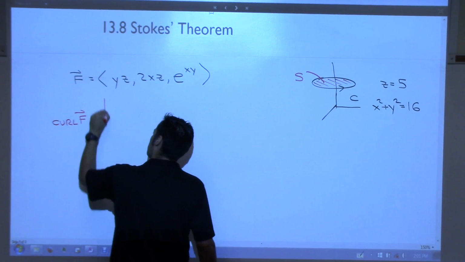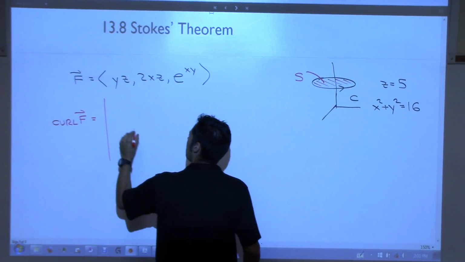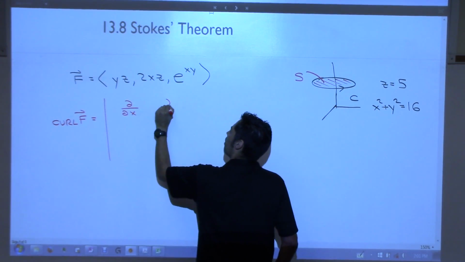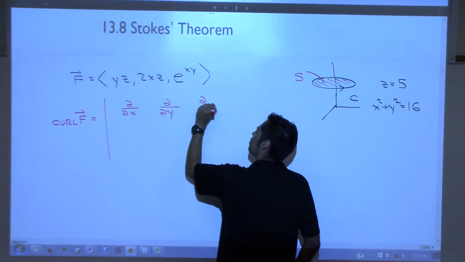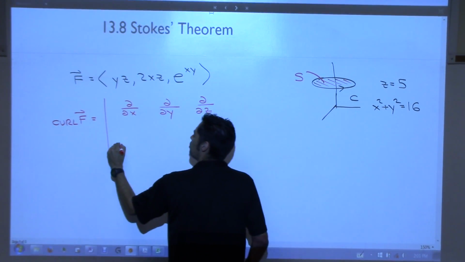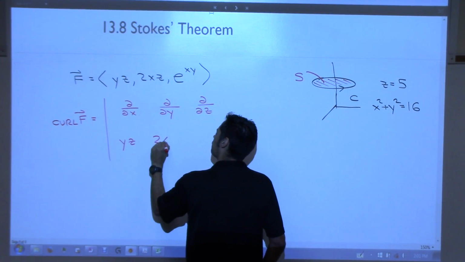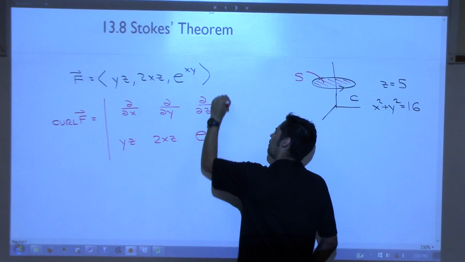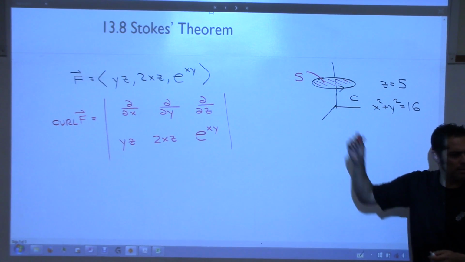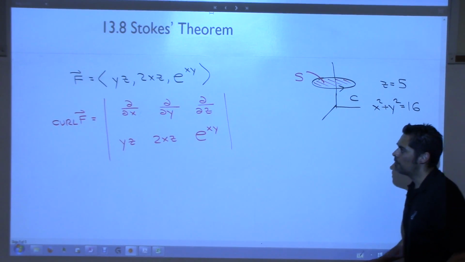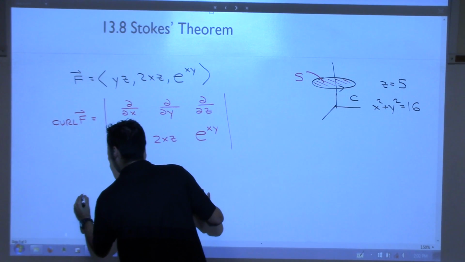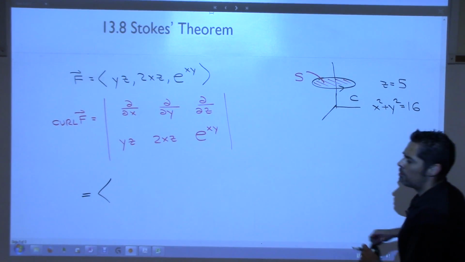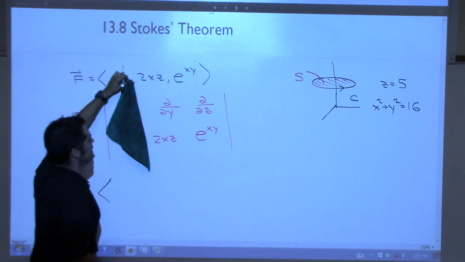Well, that's where you have to set up that weird determinant-looking thing. Partial with respect to x, partial with respect to y, partial with respect to z. Then you put your components of F here, e to the xy. And then you do that little determinant thing. So let's do that. This will be a vector, right? Curl is a vector. So we cover up the i components and do a determinant there.